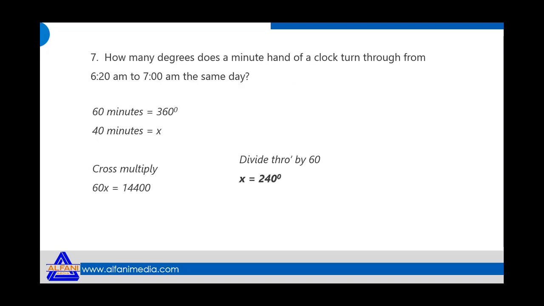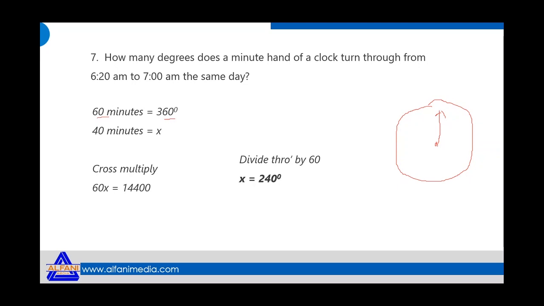So what I did here is that I took 60 minutes. I know very well that on a wall clock, 60 minutes makes up 360 degrees. So when I have my circle here, the minute hand traveling all the way around and back is 60 minutes, and that is 360 degrees. I know that very well. So 60 minutes equals 360 degrees.